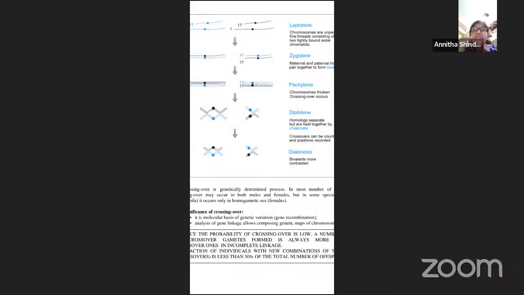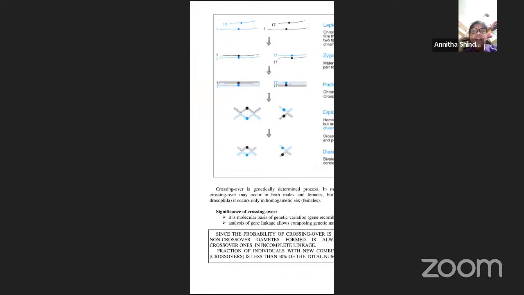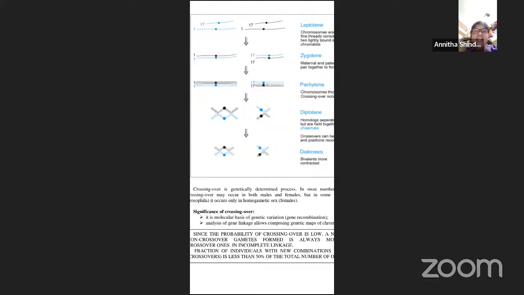You can observe the crossing over occurs. Then next you have diplotene and diakinesis. So what is the significance of the crossing over? Why is this crossing over required? Here it is the molecular basis of genetic variation, and you can analyze the gene linkage by using this crossing over.